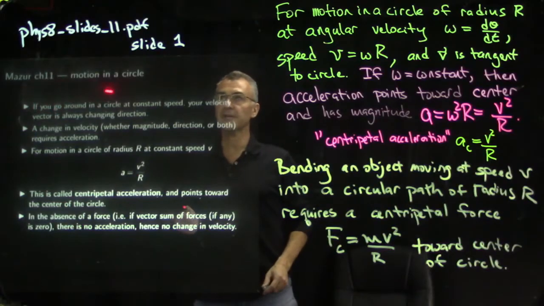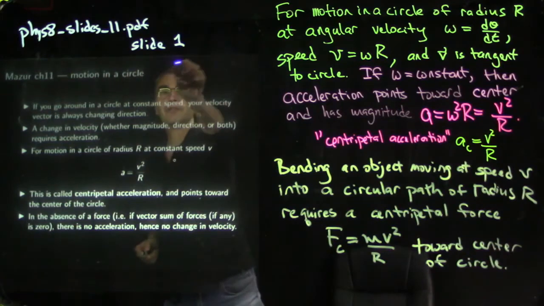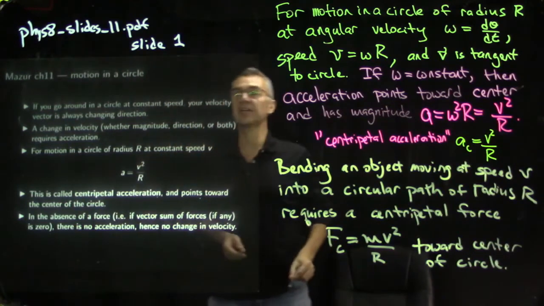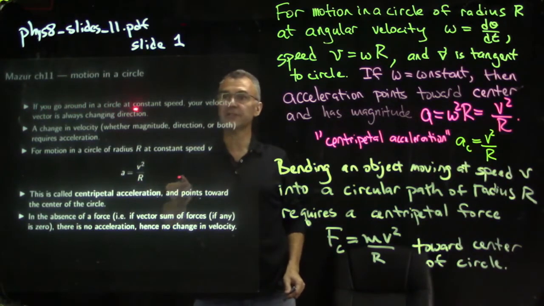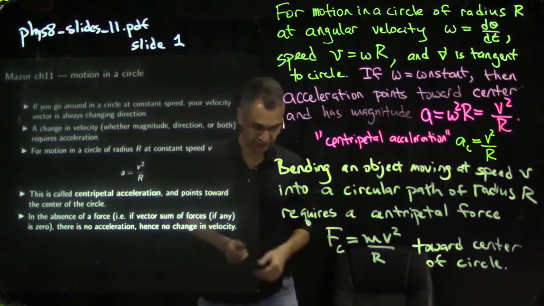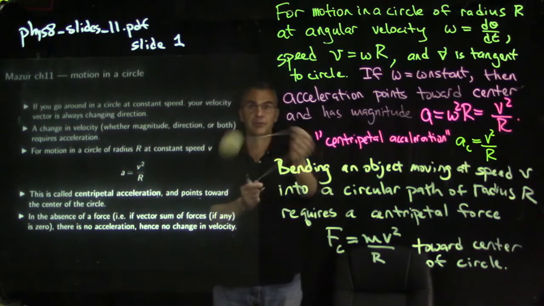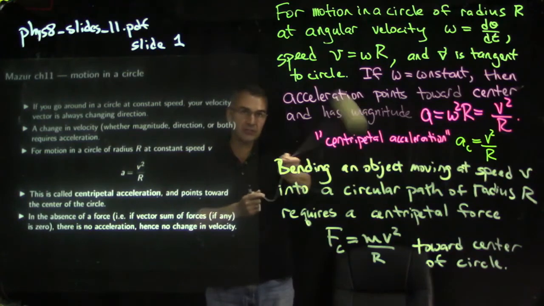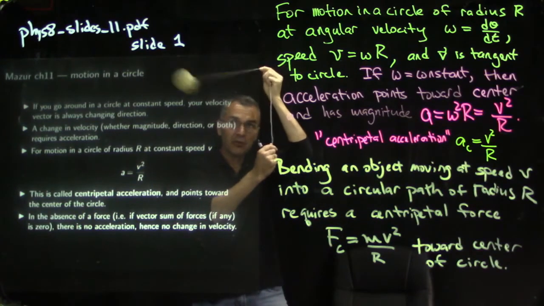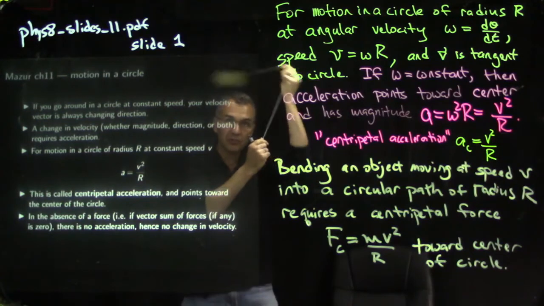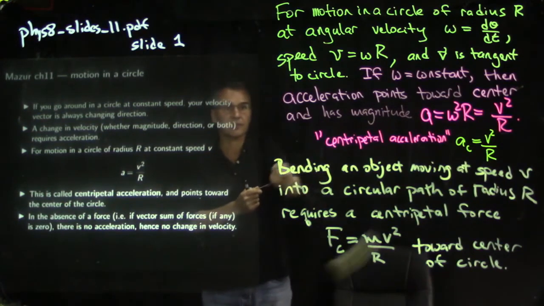Finally, after all that math, we are on slide 1 of Phys 8 slides 11.pdf. So this is motion in a circle. If you go around in a circle at constant speed, your velocity vector is always changing direction. Because of gravity, this is not exactly constant speed, but let's just pretend that this is close enough to constant speed.